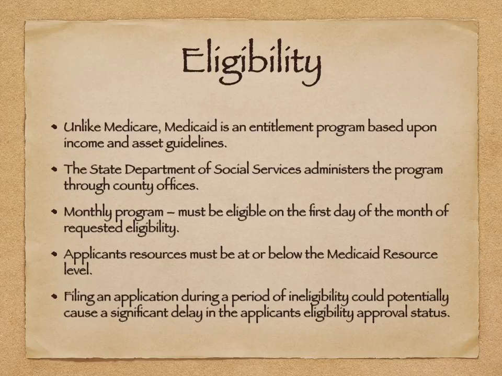Eligibility. Unlike Medicare, Medicaid is an entitlement program based on income and asset guidelines. The State Department of Social Services administers the program through the county offices. Monthly, the applicant must be eligible on the first day of the month of requested eligibility. Applicants' resources must be at or below the Medicaid resource level. Filing an application during a period of ineligibility could potentially cause a significant delay in the applicant's eligibility approval status.